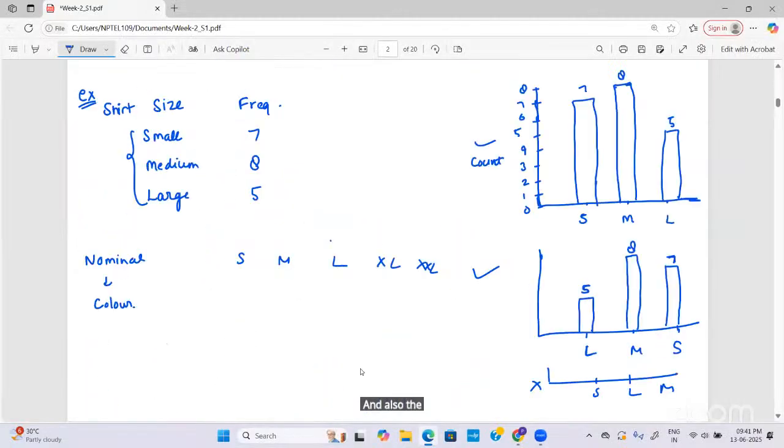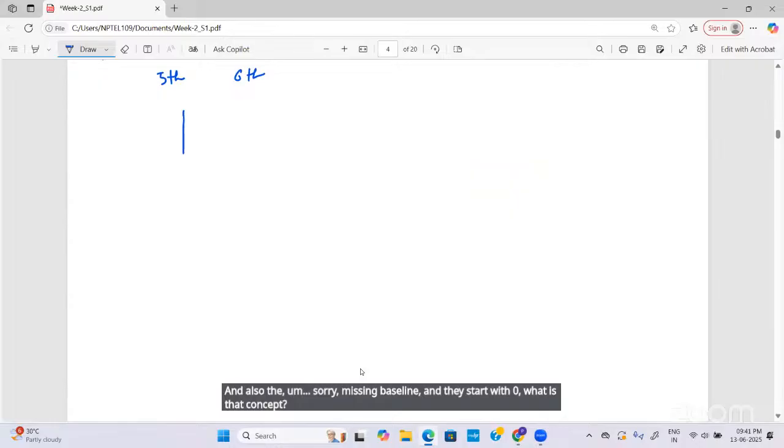And ma'am, can you explain the truncated graph and the y-axis break one more time? Y-axis break and truncated graph. And also, sorry, missing baseline and starting with zero. What is that concept?